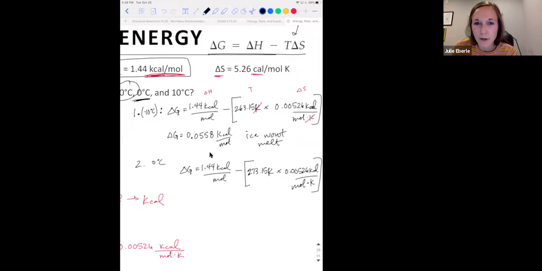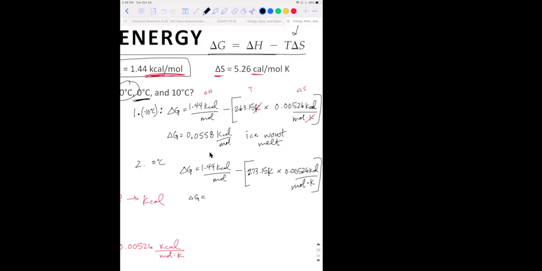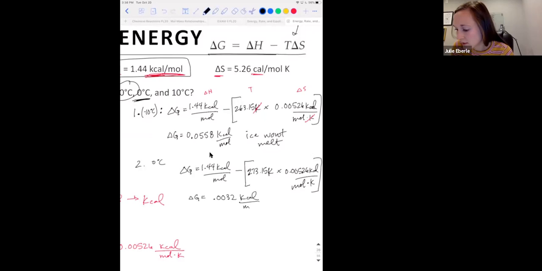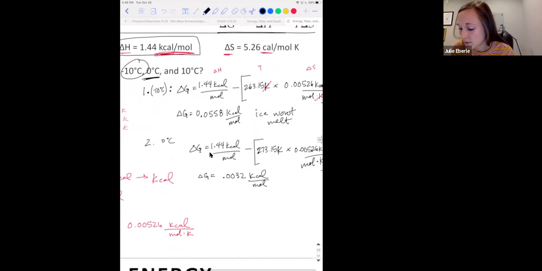So we're kind of asking the question, at some point, if we keep raising the temperature, will our delta G become negative? Will the reaction become spontaneous? So if somebody wants to calculate that and tell us what delta G is. I got 0.0032 kcal per mole. So still positive, but we're headed in the negative direction.